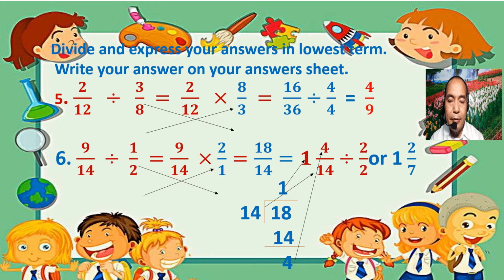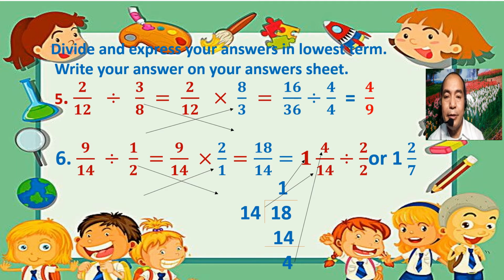Then we will distribute the result. 1 will become the whole number. The remainder, which is 4, will become the numerator of the fraction. The divisor, which is 14, will now become the denominator of the fraction. So the result of changing 18 over 14 into a proper fraction is 1 and 4 over 14.